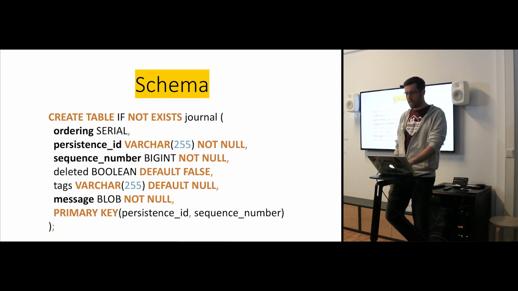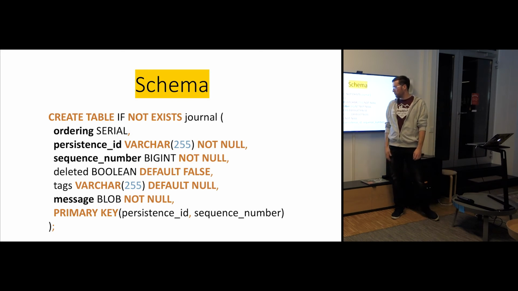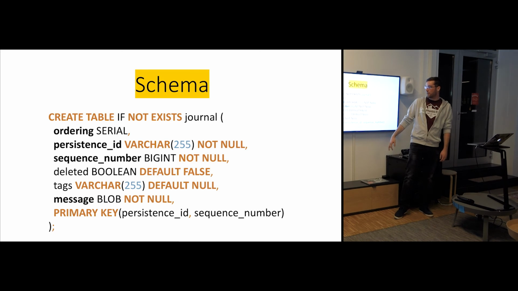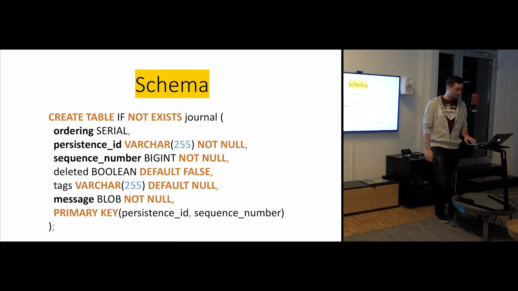And finally, our schema. This is our schema for a backend that has been built over 10 months. Just one table. We have a journal. That's it. It has an ordering, some persistence ID, sequence number, and then just a blob that is the message of the event. That's easy.